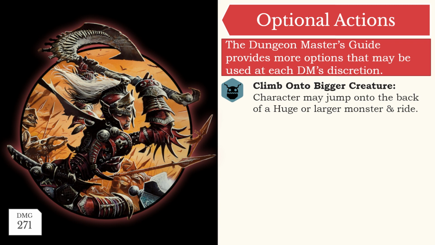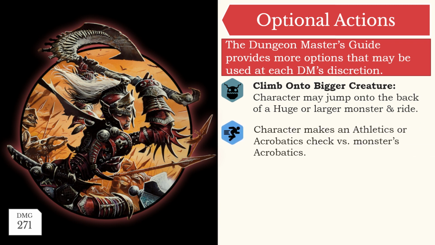But once a character is on the monster's back, that character spends their action to make a Strength Athletics check or a Dexterity Acrobatics check contested by the monster's Dexterity Acrobatics. If they succeed, the character now occupies the monster's space and can choose one of its squares to occupy if you're using the tactical rules.